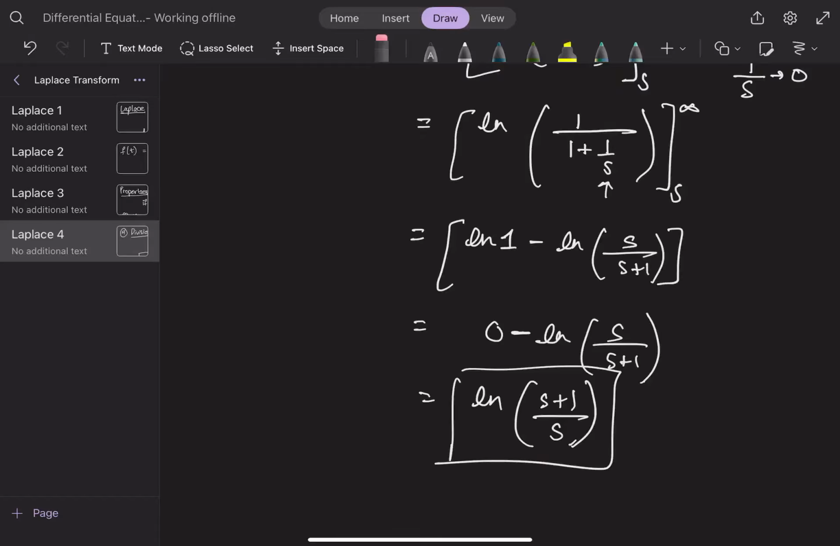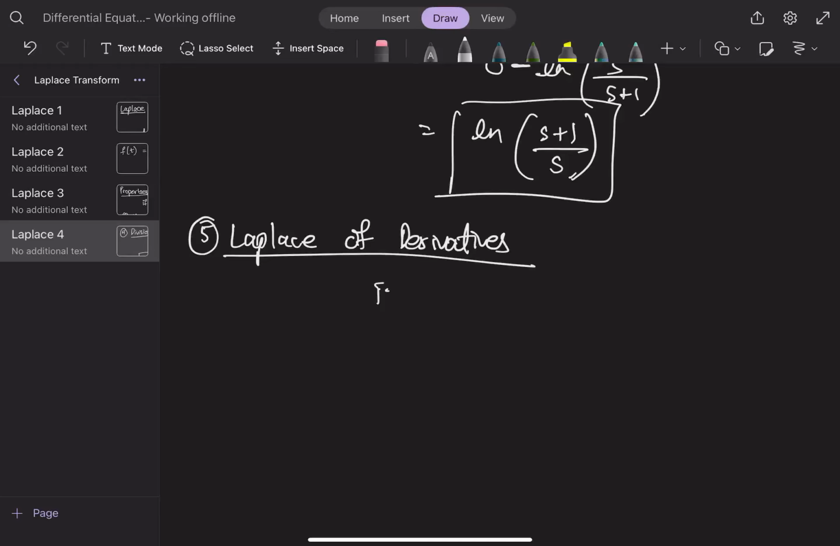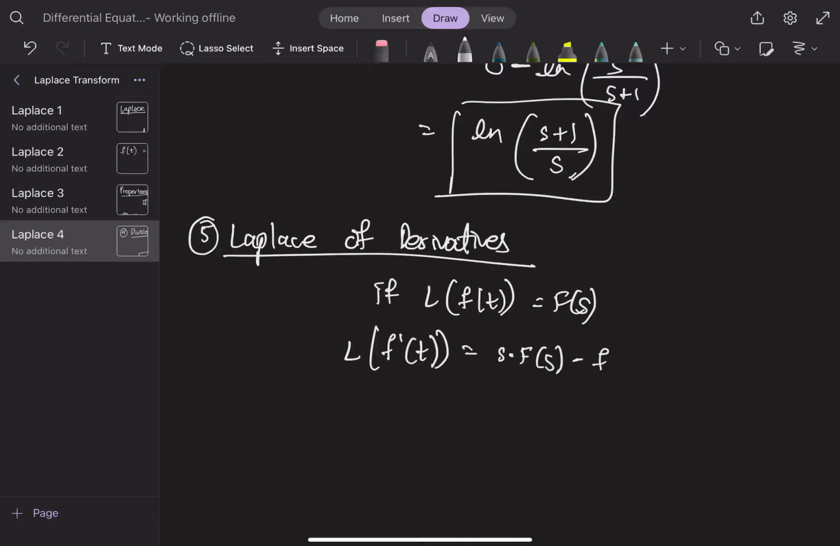Let's move on to the next property. This is property number 5. You have Laplace of derivatives. So if Laplace of f(t) is given by F(s), then Laplace of f dash (t) is given by s multiplied by F(s) minus f(0). Guys, this is an important property. We will be using this in the next chapter as well.